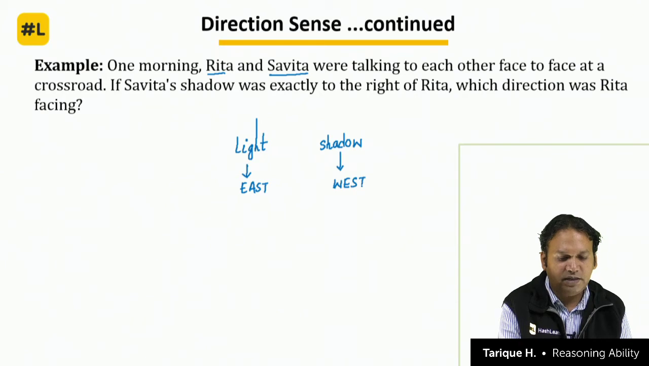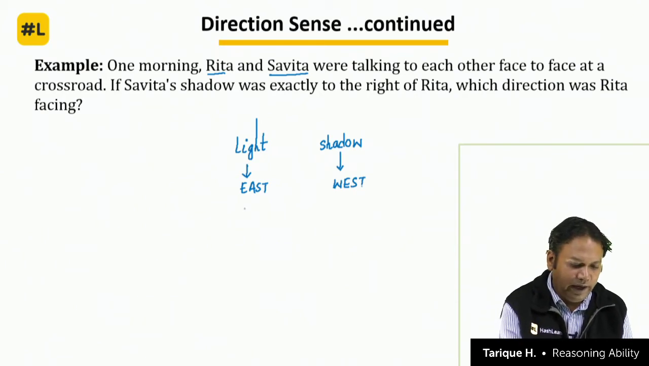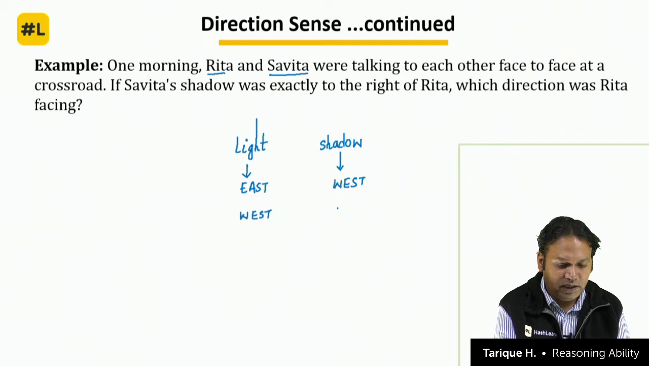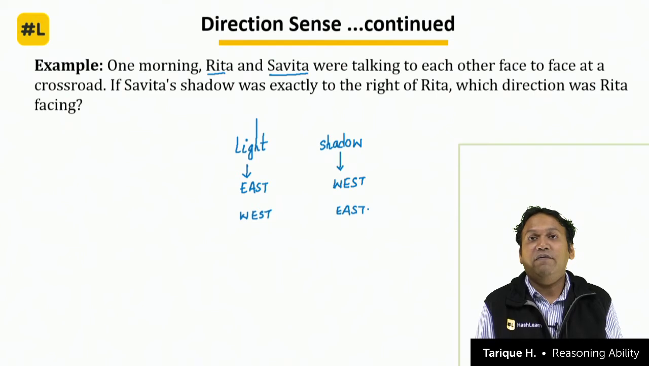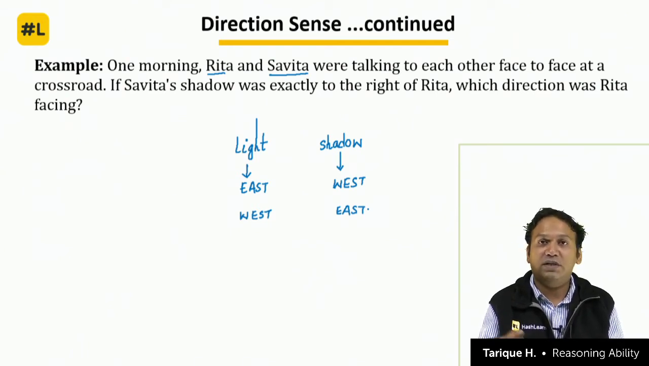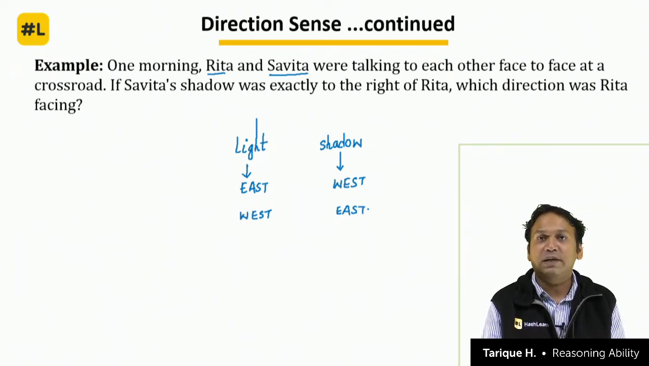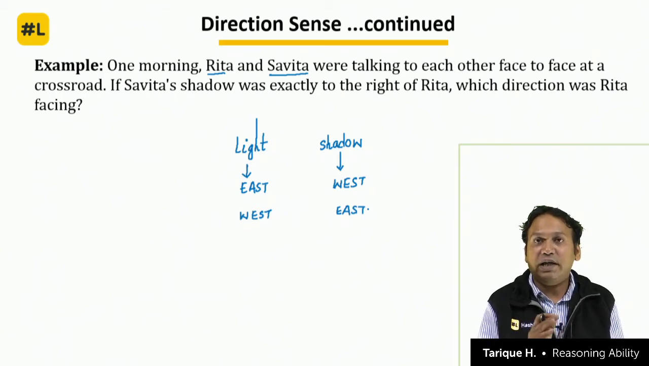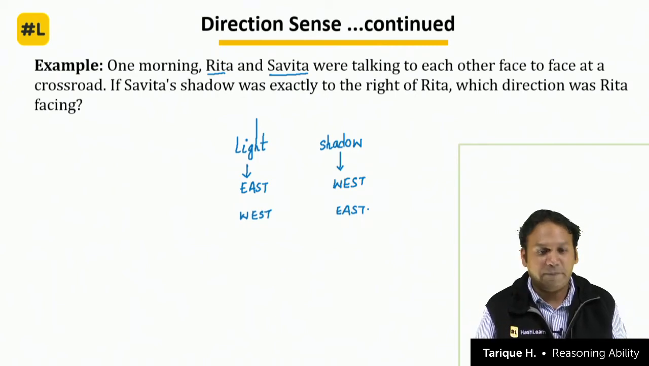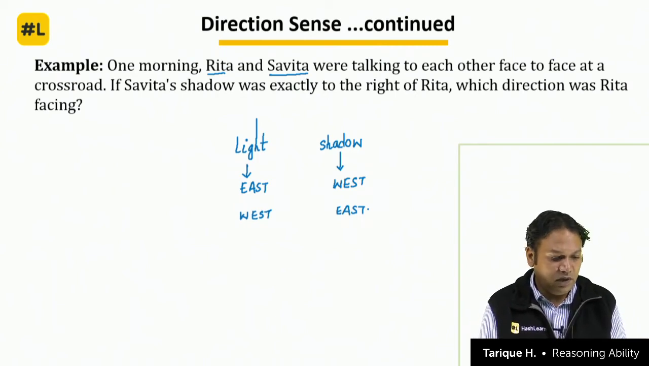We know that the sun is in the east in the morning, and if the light source is coming from the west, then shadow will be towards the east. Similarly, if light source is coming from the north, shadows will be towards the south, and if light is coming from the south, shadows will be towards the north. A basic rule of physics is that the shadow will always be cast in the opposite direction of the light source. Light is coming, and the shadow will be on the opposite side. That's a very simple thing to keep in mind.